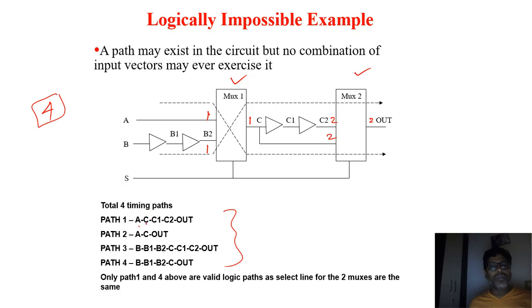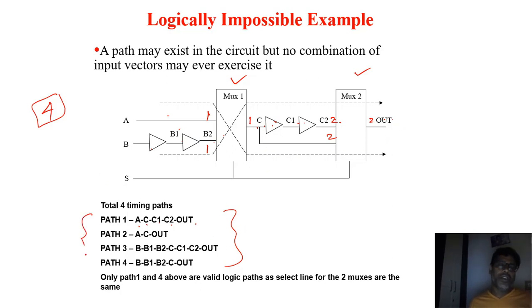Like A, C1, C2, out. A, C1, C, C1, C2, out. The second thing is A, C, out. Similarly B, B1, B2, C, C1, C2, out, or B, B1, B2, C, out. It could be both ways.